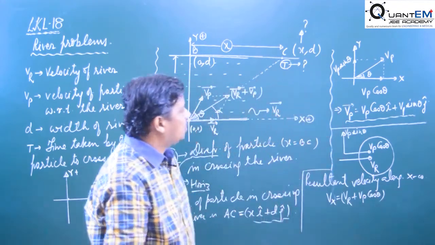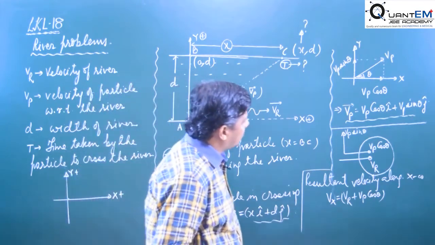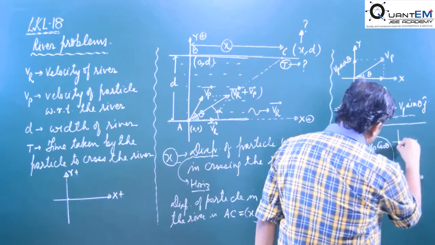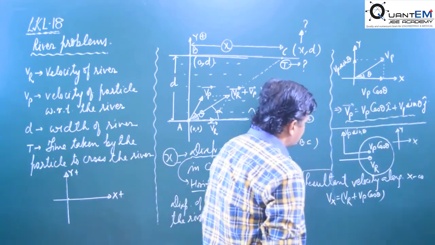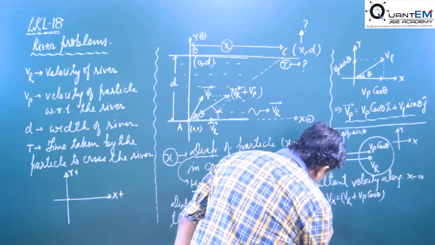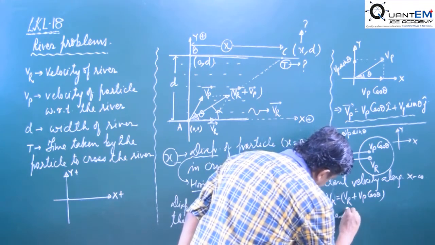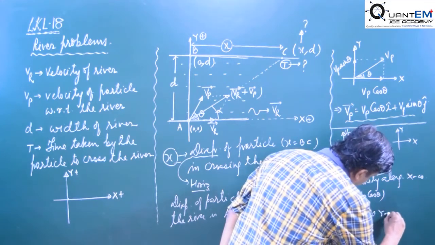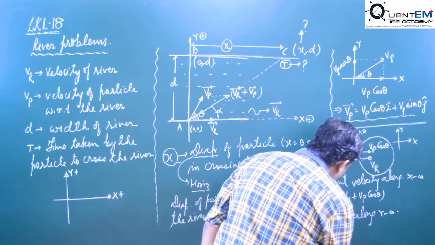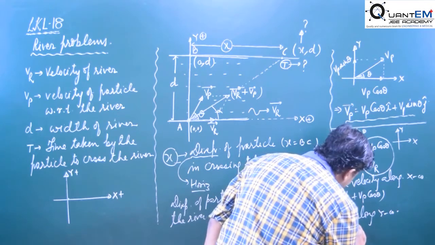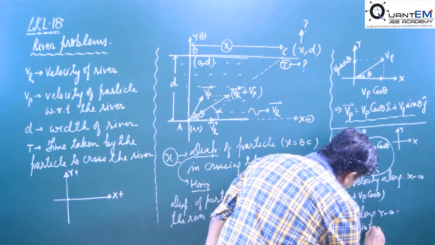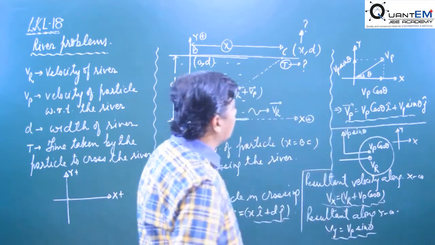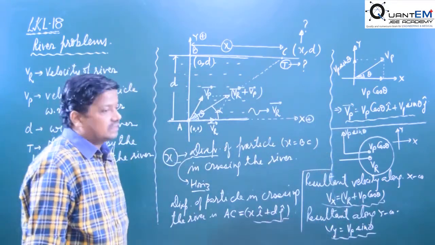And similarly, what will be the resultant velocity along y coordinate? So it is Vp sin theta. This coordinate is x, and this coordinate is y. So similarly, resultant along y coordinate Vy, we have what? That is only Vp sin theta. It is the resultant along y coordinate and this one is the resultant along the x coordinate. Okay.